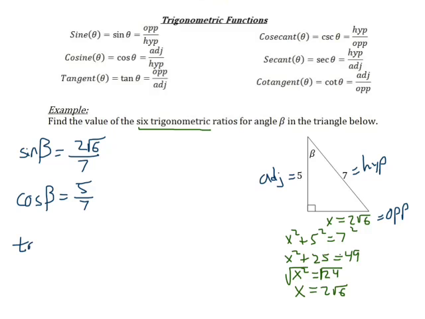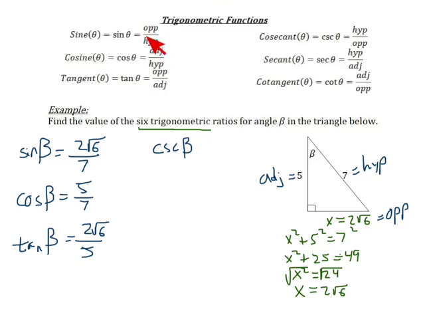Then we have our tangent of beta, and that is opposite over adjacent. So the opposite leg is 2 root 6 all over the adjacent, which is 5. Then we have our reciprocals, starting with our cosecant. Now we're using beta here. This is theta. It's just a Greek letter, just a name for an angle. Call it whichever you want.